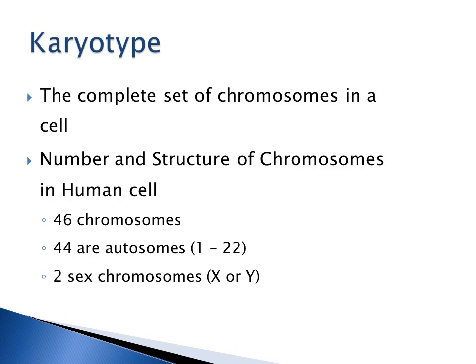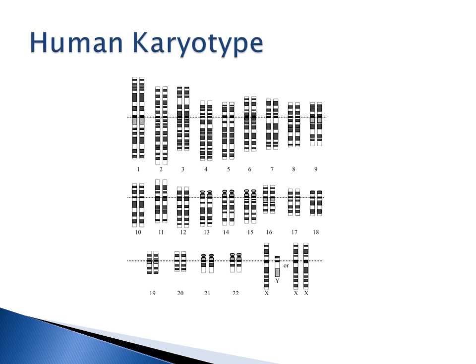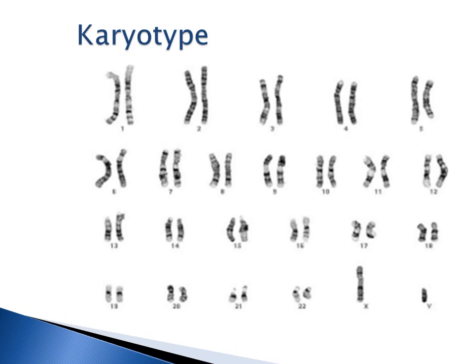A karyotype is a complete set of chromosomes in a cell. So in the human cell, we already said we have 46 chromosomes: 44 autosomes, which are chromosomes 1 through 22, and then the 2 sex chromosomes, which are your X and your Y. This is a schematic of the human karyotype, where you see your 22 autosomes plus either an XX or an XY to make your 46. Here's another picture of a karyotype.